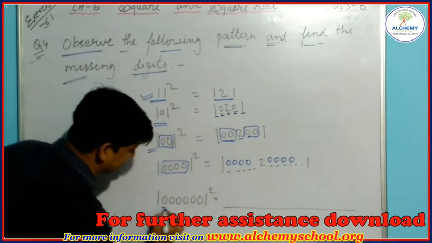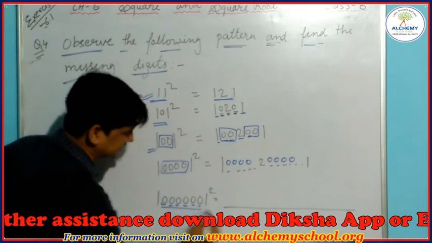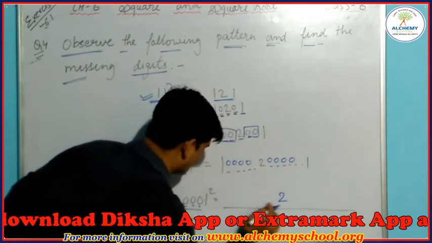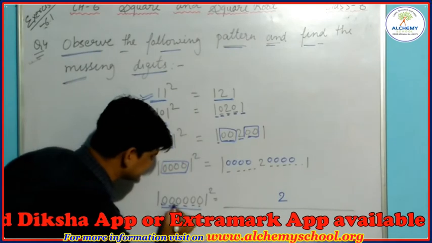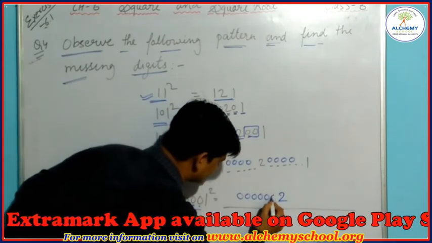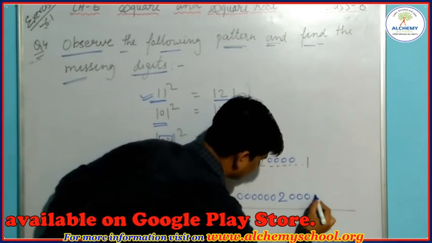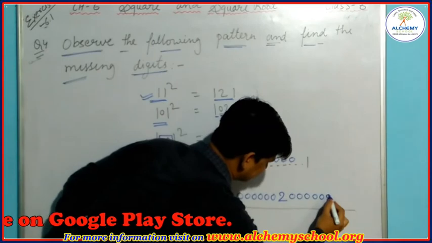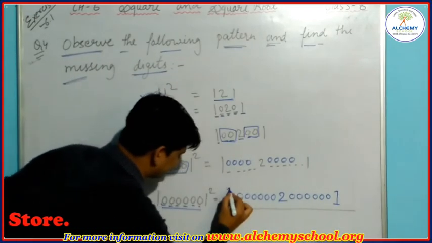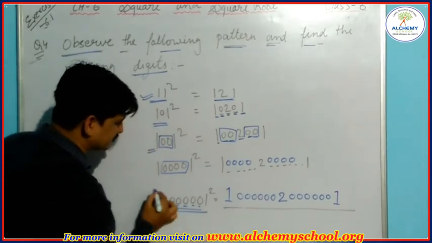When we observe the next number, it contains 1, 2, 3, 4, 5 and 6. So in the middle we have to write 2 and before 2 we have to write 6 zeros, 1, 2, 3, 4, 5, 6. After 2 we have to again write 6 zeros to follow the pattern and at the end we have to write 1 and at the beginning we have to write 1. So this will be the answer of this question.